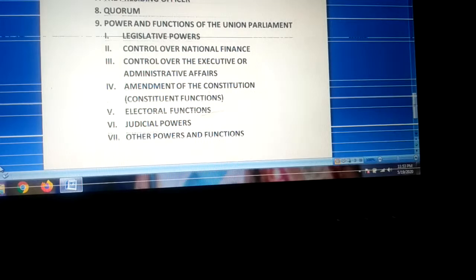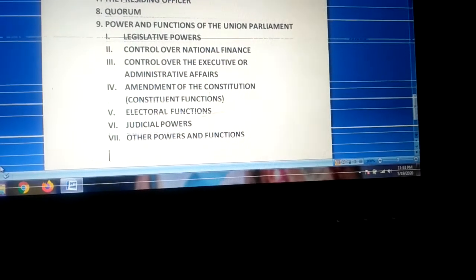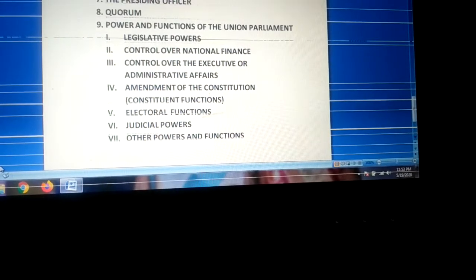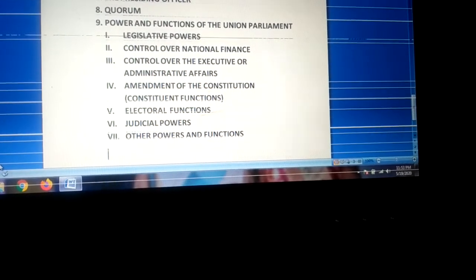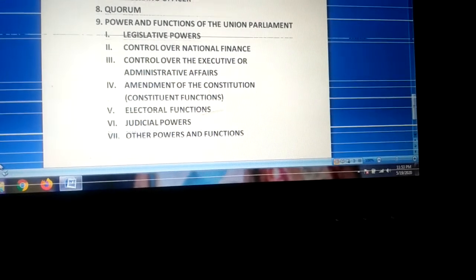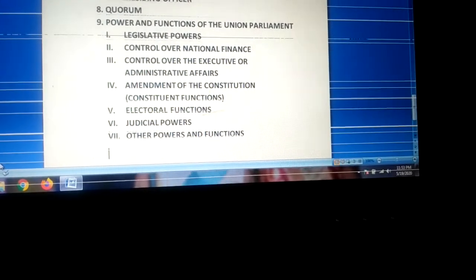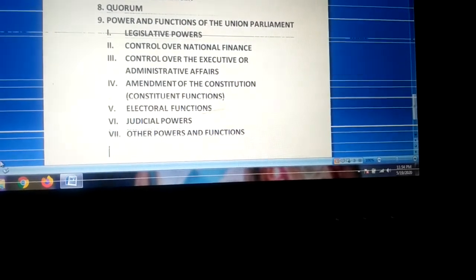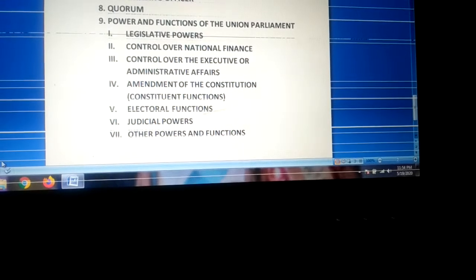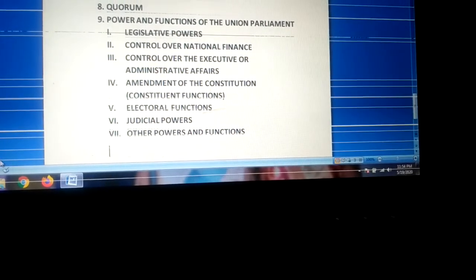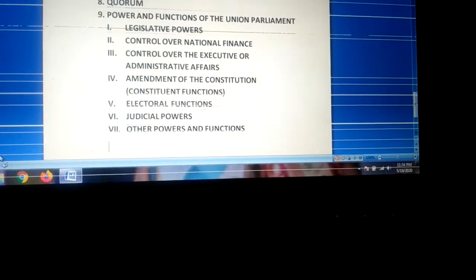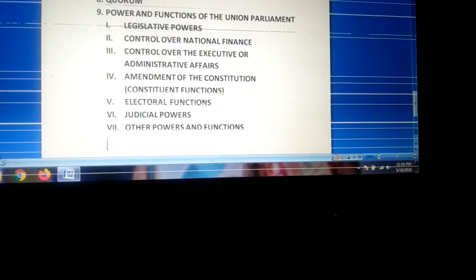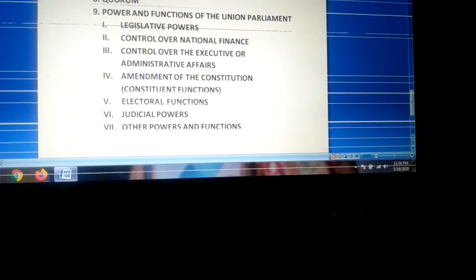Then amendment of the constitution means the constituent function. Just read this highlighted point. If an amendment bill seeks to make changes in some specific matters, it shall also require to be approved by at least half of the state legislatures. Just this one. Then it is important to remember that a constitution amendment bill can be initiated only by parliament, not by a state legislature. Clear?